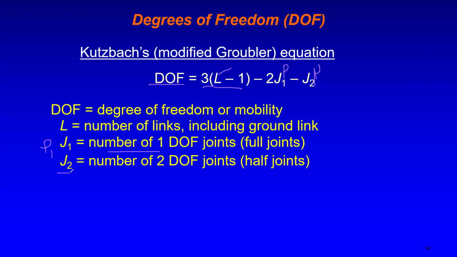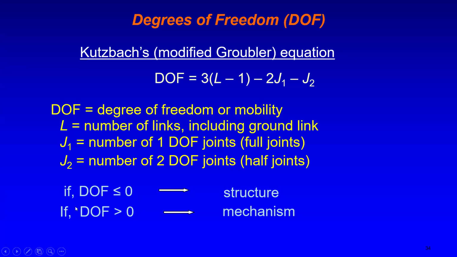And J2 is the number of 2 degree of freedom joints, what we call the half nodes. All right. So now this is the global equation which we're supposed to use to calculate the degree of freedom of any mechanism. Okay. That is what we call the Kutzbach equation.